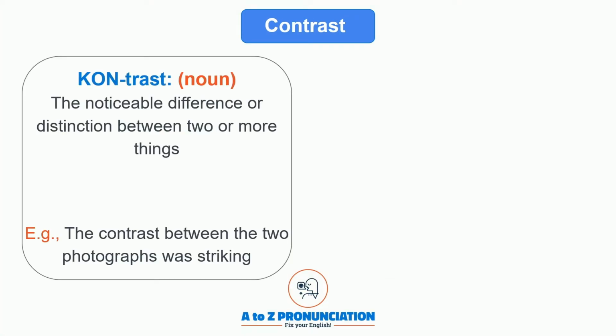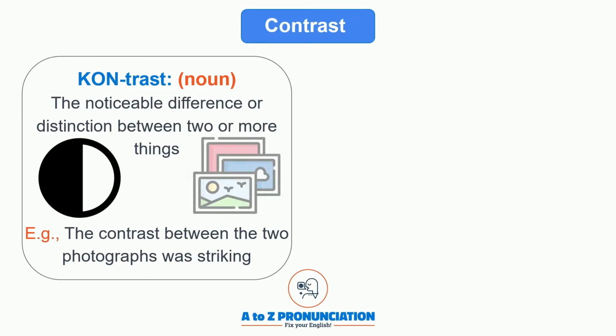Coming up, we have contrast. Contrast, just like many other words before, is the noun form. As you can see, the stress is on the first syllable, contrast. Here we mean the noticeable difference or distinction between two or more things, especially used in lighting and photography. For example, the contrast between the two photographs was striking.